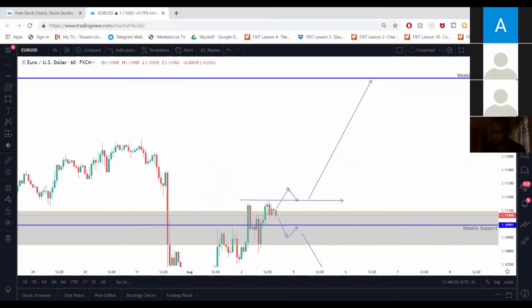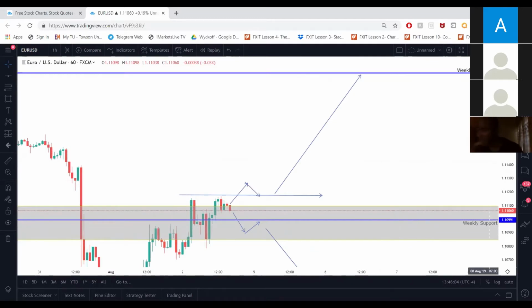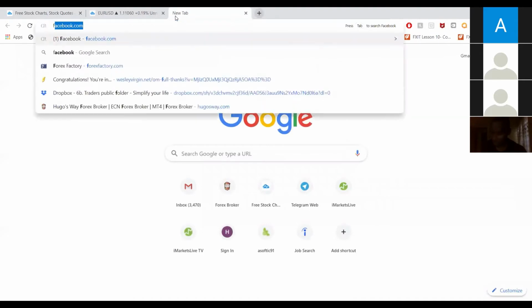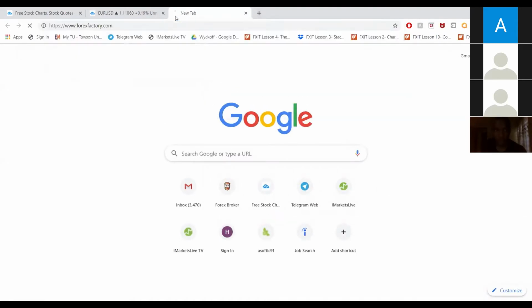But they will also need a strong euro. I haven't really looked at the Forex Factory.